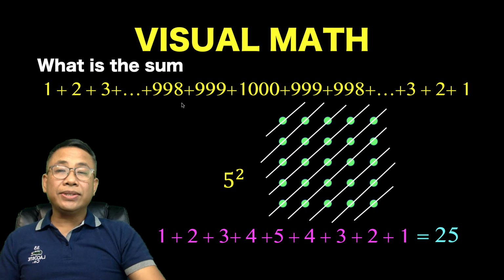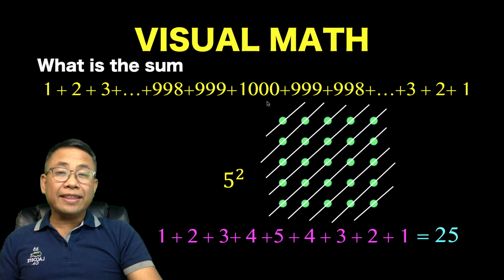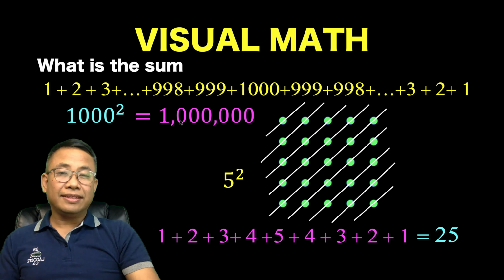So going back to our problem, if you want to find the sum of these numbers, we can easily solve for this by using this pattern. We simply have to get this biggest number, which is 1000, and square that to get 1 million. And so the answer for this problem is 1 million.